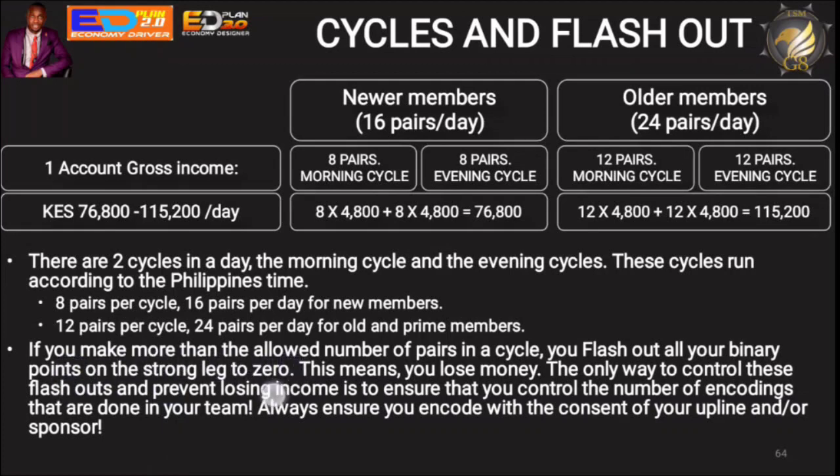Now, this is where people lose money. This means you lose money. The only way to control these flashouts and prevent losing income is to ensure that you control the number of encodings that are done in your team.